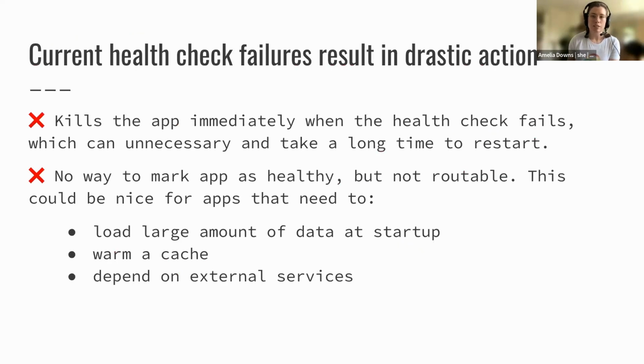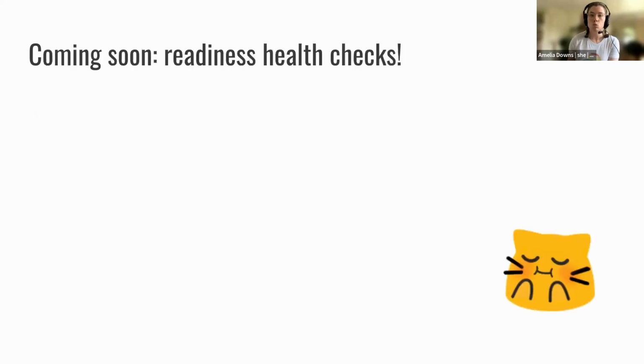So the current health checks kill the app immediately when the health check fails. There is no grace. There is no way to mark the app as healthy but not routable, which could be nice for apps that need to, for example, load a large amount of data at startup, or warm a cache, or for apps that depend on external services. No, this health check will immediately kill your app if it sees it's not healthy. Which is why we will be introducing readiness health checks.